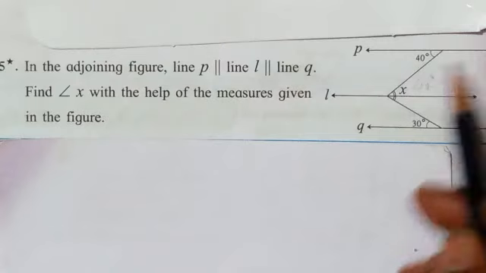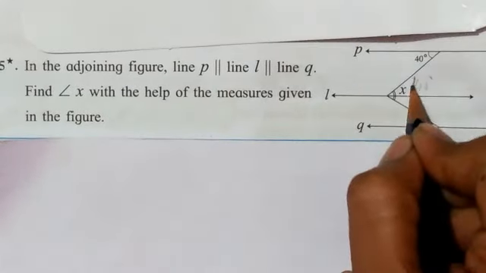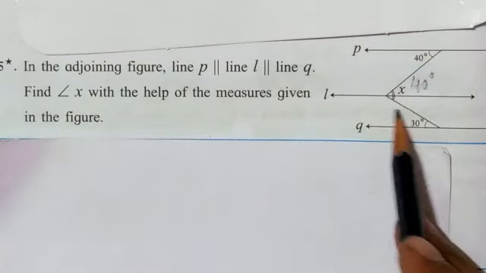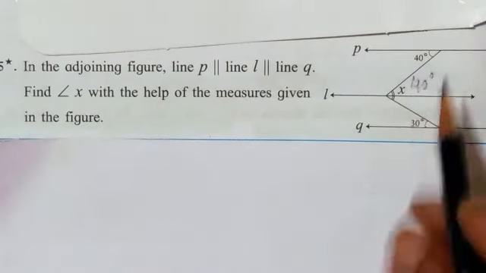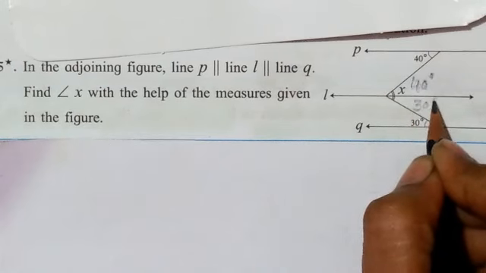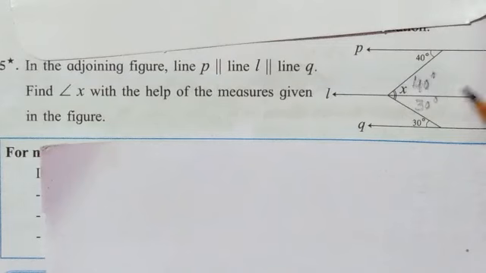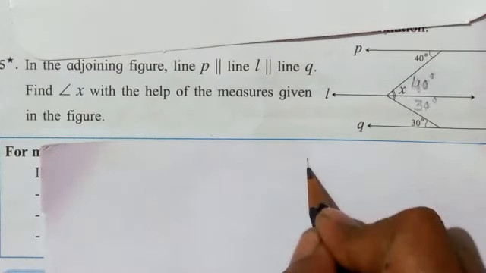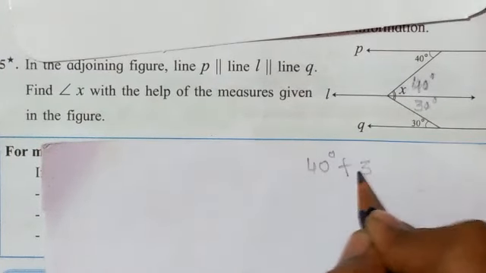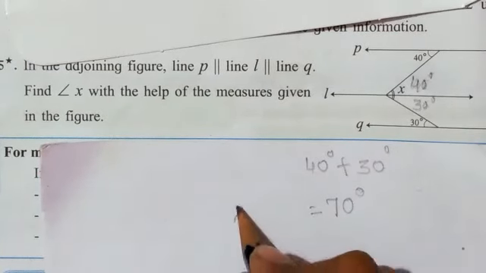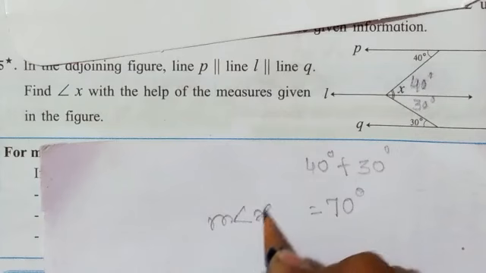alternate angles. So if this is 40, then this one is 40 degrees. In the same way here at the bottom, if this one is 30, then this one is also 30. Again the same reason, they are alternate angles. So the addition of these two angles, that is 40 plus 30, the answer will be 70. 40 degrees plus 30 degrees. The answer will be 70 degrees, which is the measurement angle X.